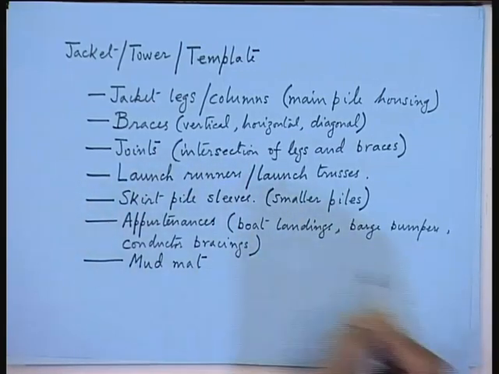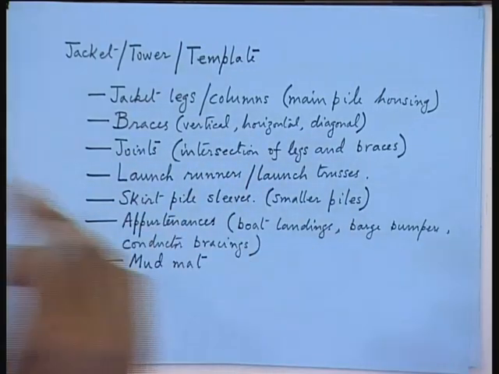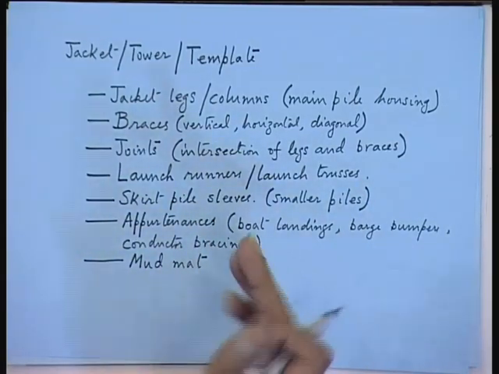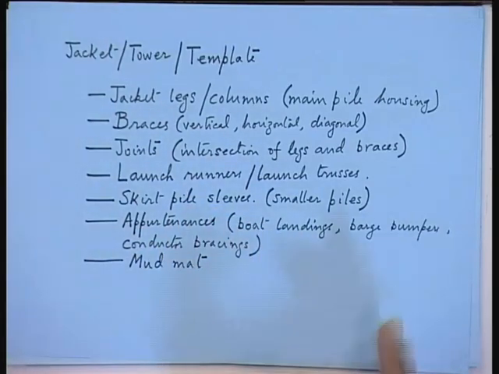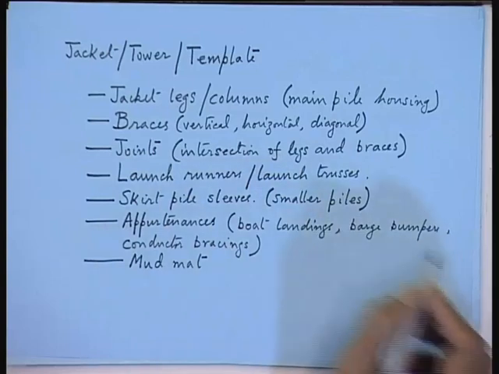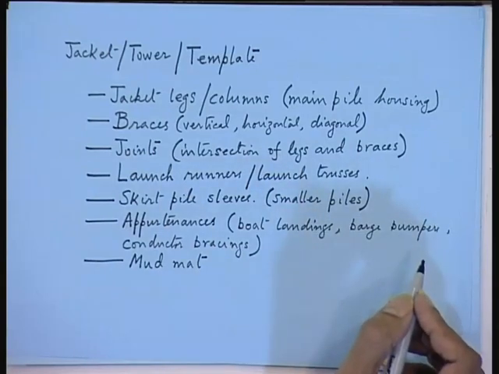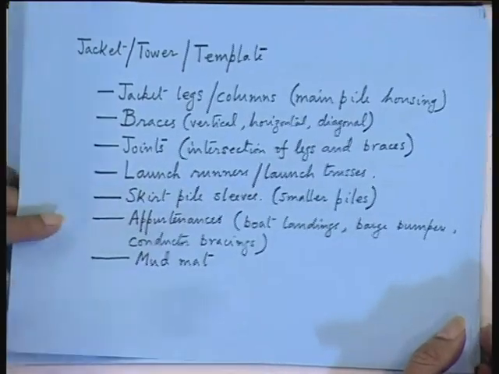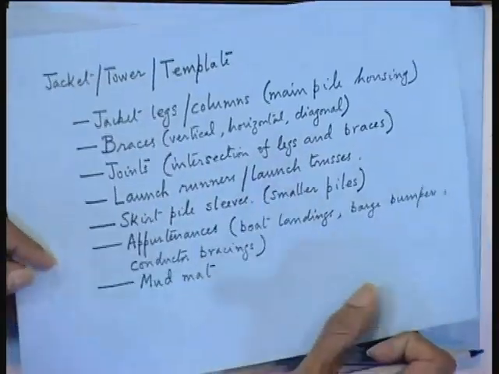Now, if you do not have the mud mat, the whole jacket can go below the seabed, because the mud mat actually gives the area for you to spread out the vertical load. So, the mud mat is an essential component of the tower or template. So, these are the main components of jacket template. Now, after this you will have the foundation.